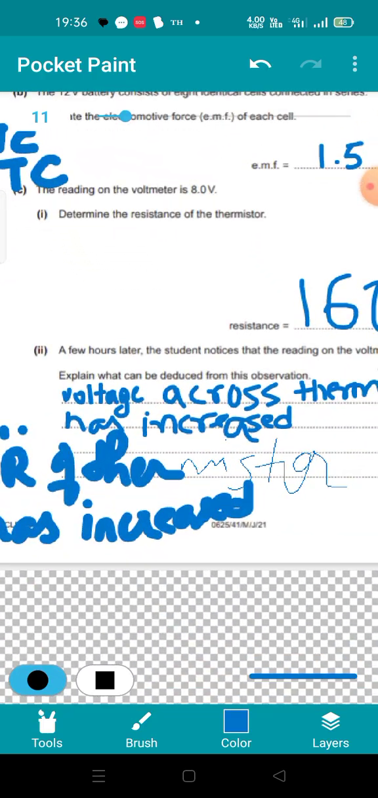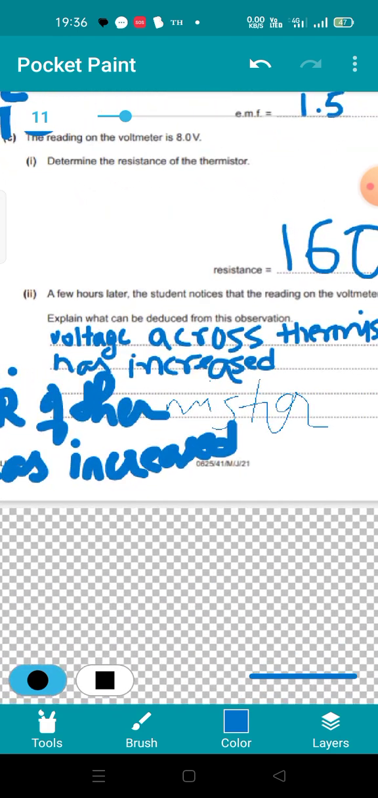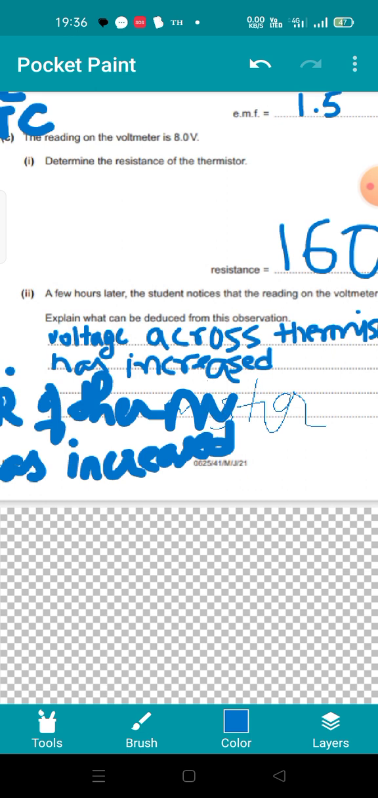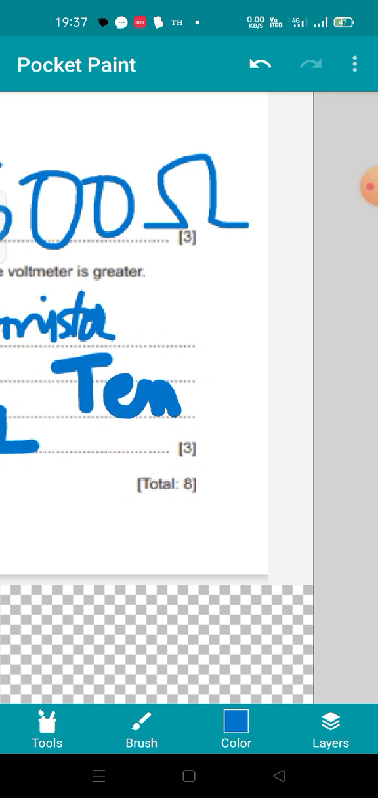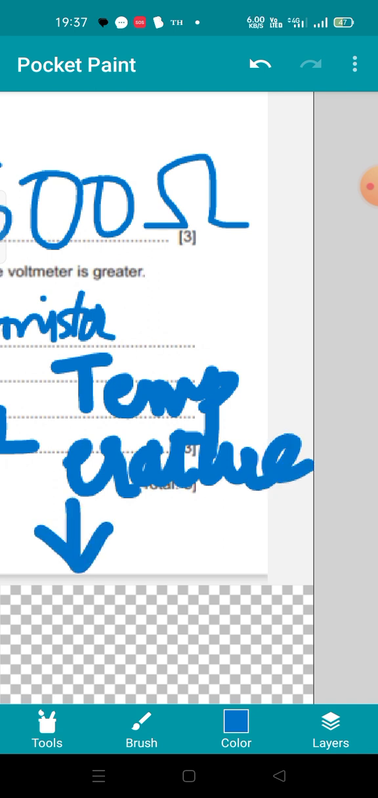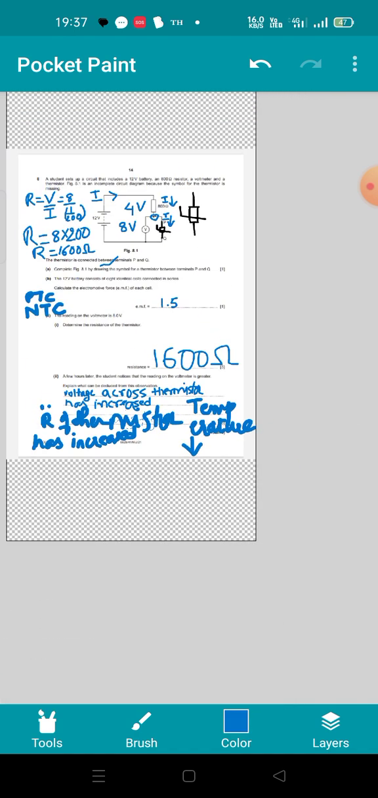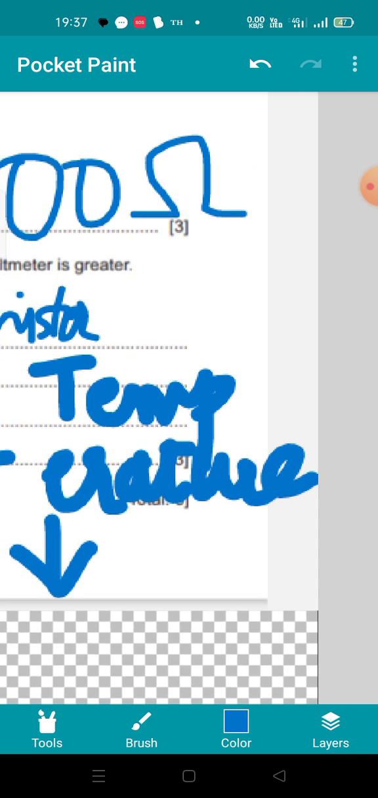So here in this question we can see that R of thermistor has increased. We have written that. So from this, what can we deduce? We can deduce that temperature has decreased. I'll show this symbol to indicate a decrease in temperature. So temperature has decreased.